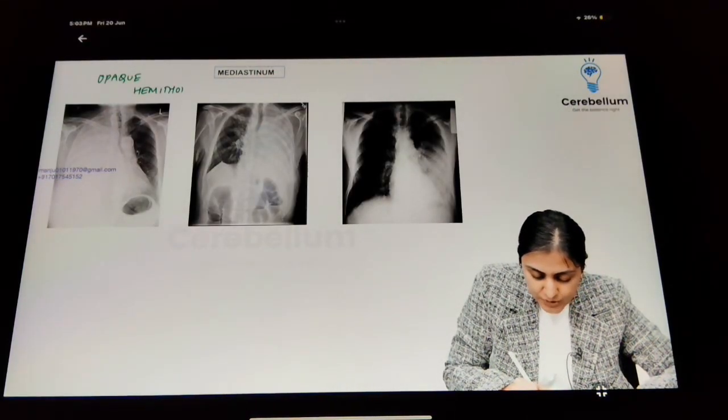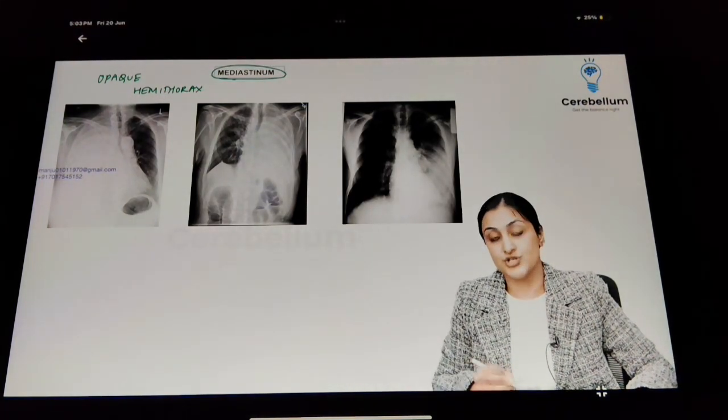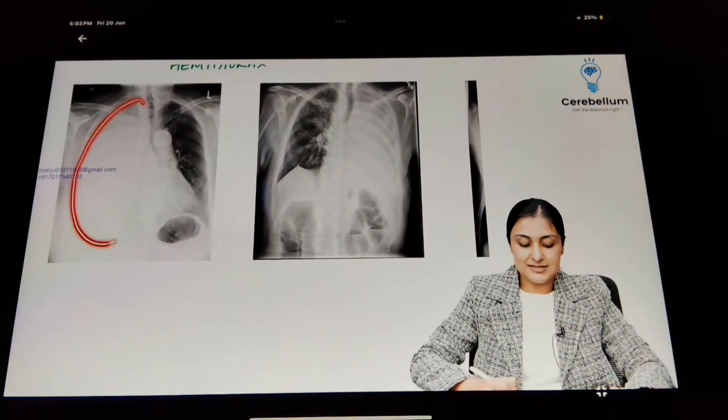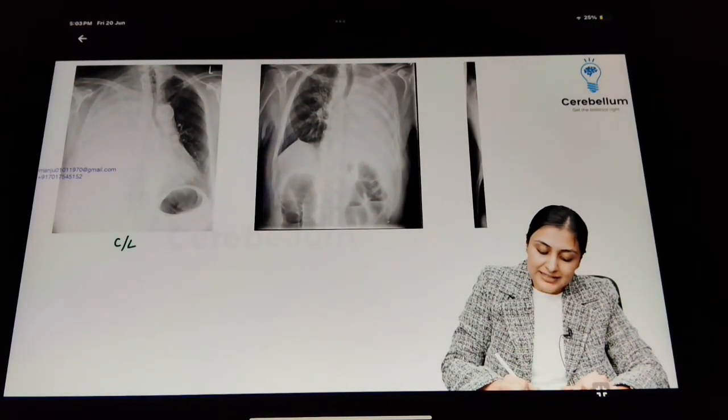Whenever you have one side lung which is completely white, there are three main possibilities. You will have to look at the mediastinal shift in order to distinguish. So look at the first image. You can see that this right side is completely white. And how is the mediastinum? You can see it is being pushed. There is contralateral mediastinal shift.